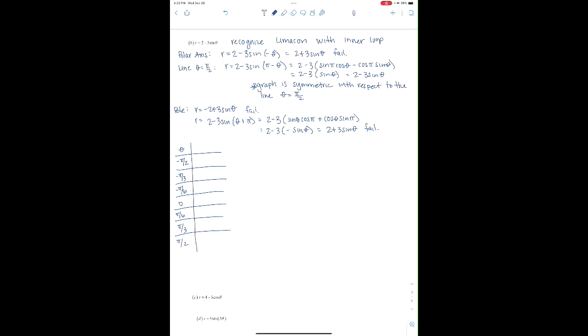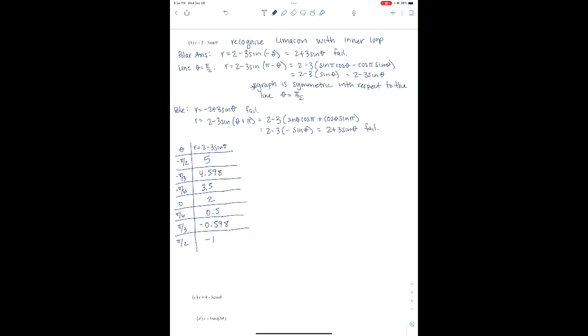And at these values, we're looking at 2 minus 3 sine theta. So at negative pi over 2, it's 5. At negative pi over 3, it's 4.598. At negative pi over 6, we have 3.5. At 0, we have 2. At pi over 6, 0.5. At pi over 3, negative 0.598. And at pi over 2, negative 1.